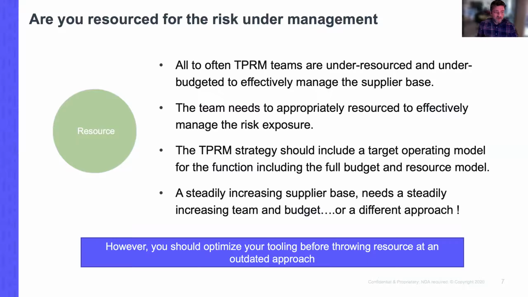Are we in that ARC quadrant? So rather than just looking at resource, what can we do around the technology? What can we do around the process? And how do we actually optimize the resource that is needed to run an effective third-party risk management program?